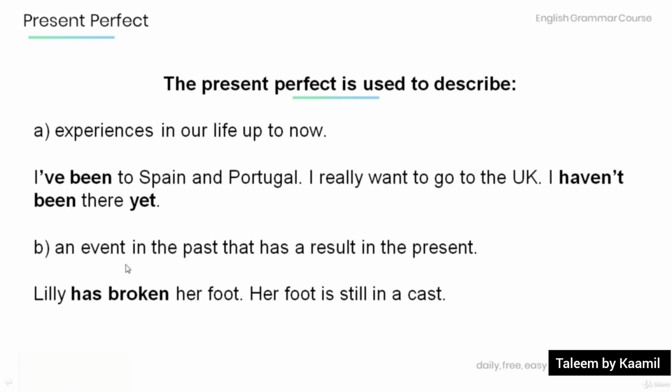B. An event in the past that has a result in the present. For example, Lily has broken her foot. Her foot is still in a cast. Past event. Lily has broken her foot. Result in the present. Her foot is still in a cast.